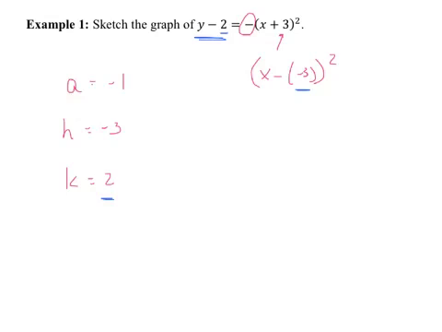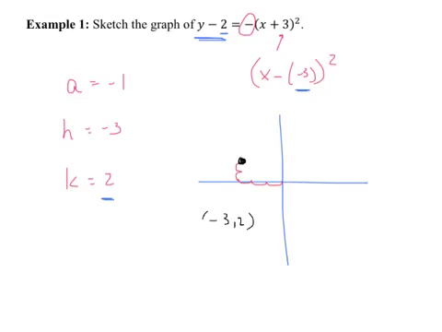Now, this is going to tell us that if h is negative 3, we know that the vertex is going to shift 3 units left. And then if the k value is 2, that means that the graph is going to shift 2 units up. So let's go 1, 2 units up. And we'll put our vertex right here. Again, that point is negative 3, comma 2.